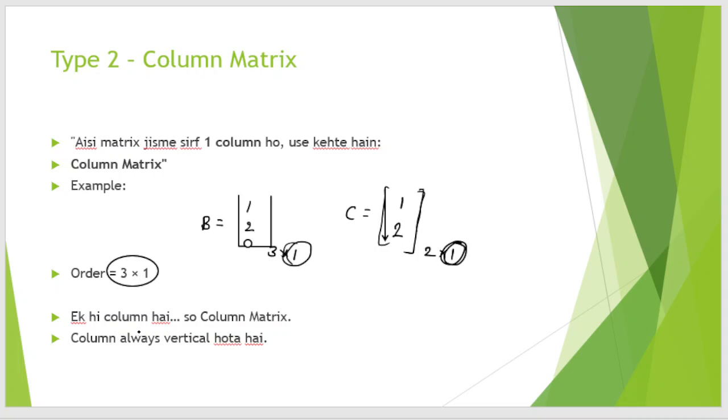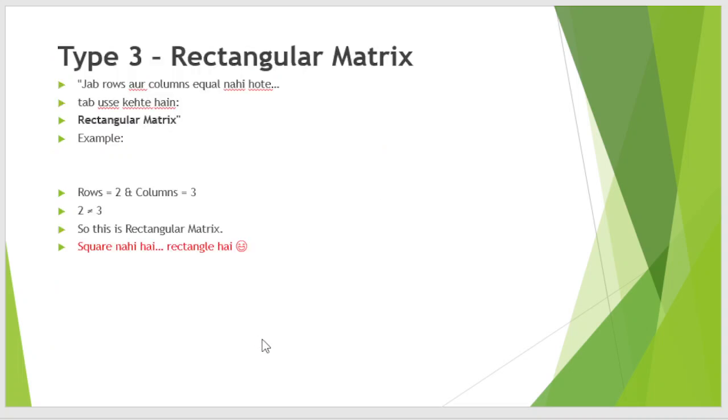So एक ही column है. So this is called as a column matrix. Column always vertical होता है. Remember, column is always vertical. So this is the second type of matrix. Move to the third type. Third is rectangular matrix.